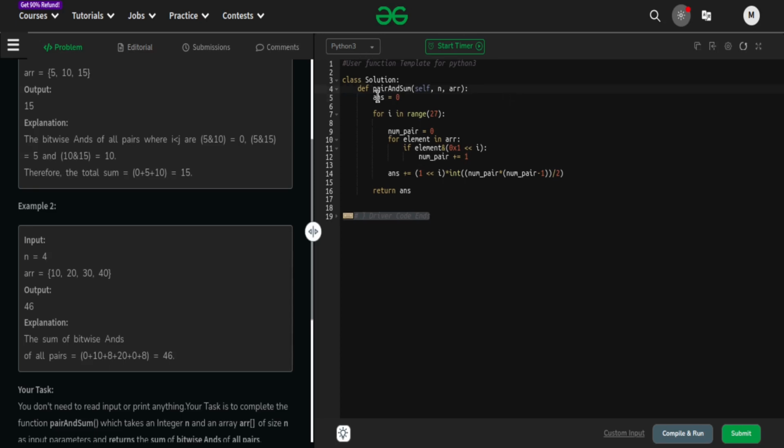So here answer is equal to 0, and we are iterating on the number of bits. Then for each element, we are checking how many times the ith bit was set to 1. Let us say it was set to 1 for num pair times. Then we compute 2 to the power i into the number of pairs and add it to answer, and towards the end we return answer. So that's the code, folks.